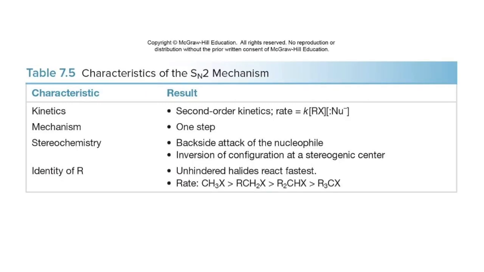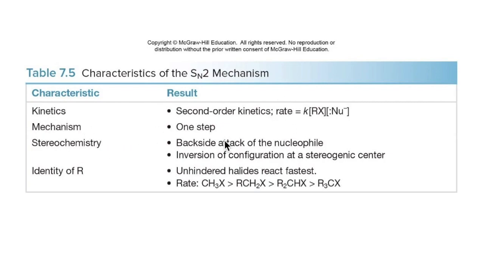And this is a summary of the characteristics of an SN2 mechanism. Remember that SN2s are called SN2 because they have second order kinetics. So that means that the rate is going to be defined by this expression right here. Some of the questions that you may be asked is, what would happen if you double the concentration of your nucleophile? You can see that it will double the rate of your reaction.